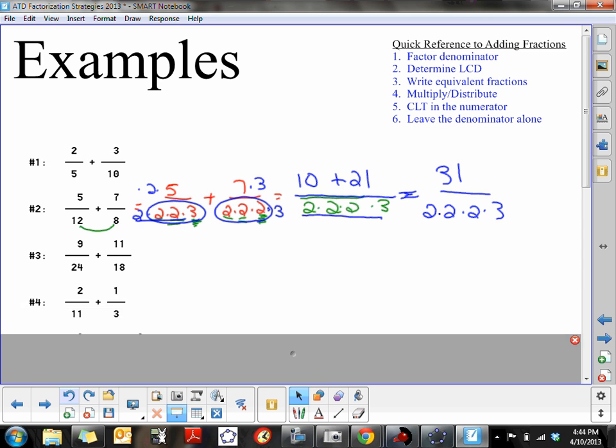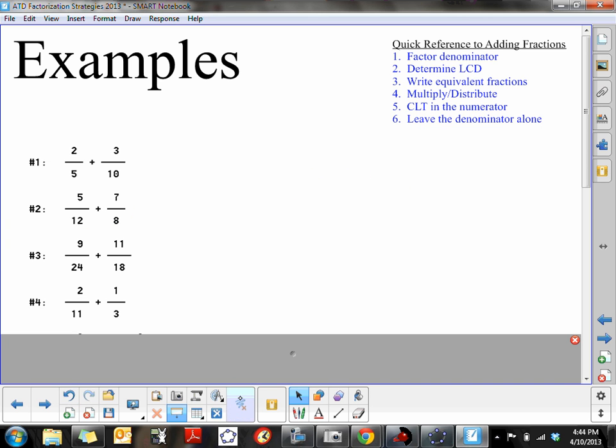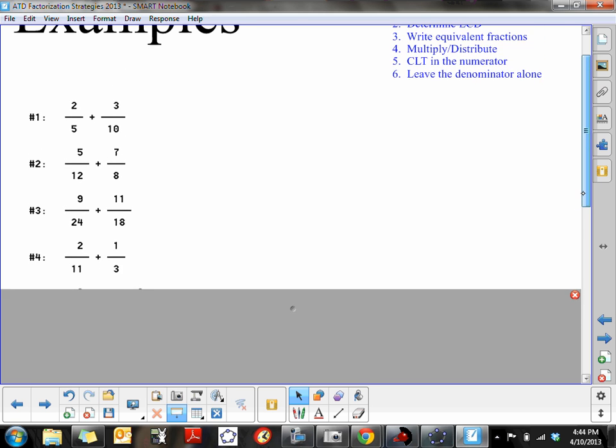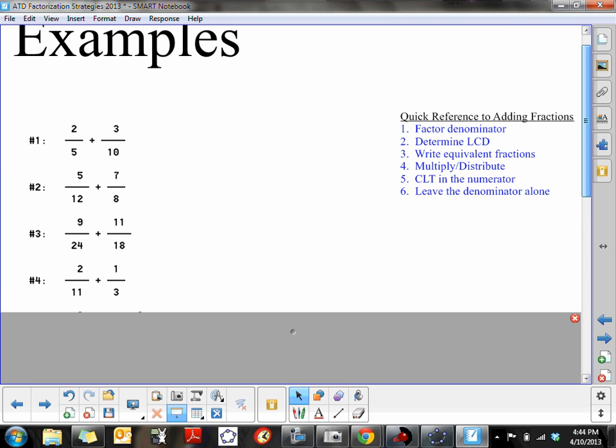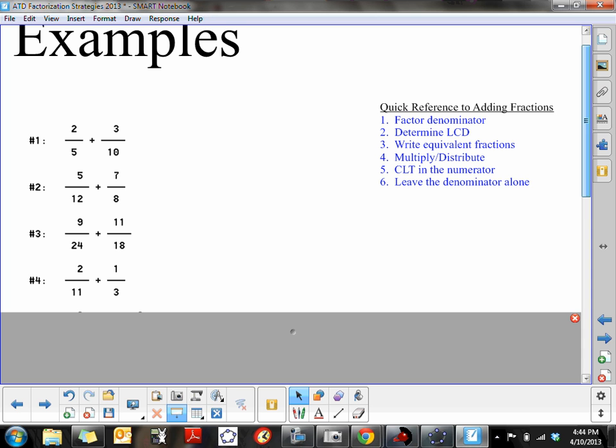So I think I had 2 others, but I'm going to skip to the fourth one. The fourth one I want to demonstrate here is what you do if they don't have any common factors. So here's our quick reference guide. Factor denominators. Well, the problem with 3 and 11 is that they're both prime, so I cannot factor 11, I cannot factor 3. So therefore, since they don't factor, what I can do is write my common denominator as 11 times 3. So our common denominator is 33, or in this case 11 times 3 with the representation.